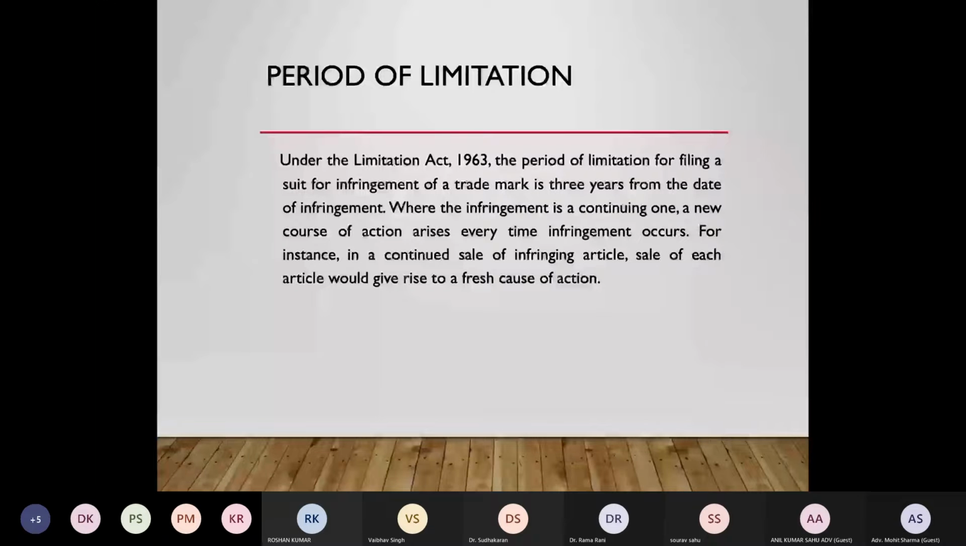Limitation. What is the period of limitation? Suit for infringement. So under the Limitation Act, it says that a suit for infringement is 3 years from the date of infringement. Although उसके बाद अगर infringement continue हो तो that action gives us a fresh cause of action, because a new question arises, a fresh cause of action.